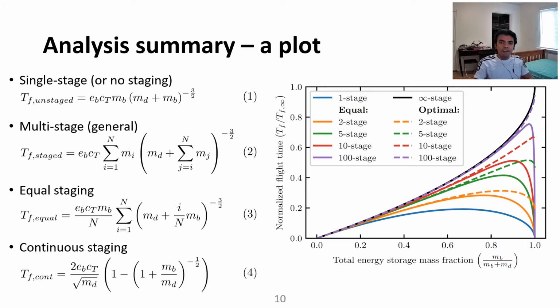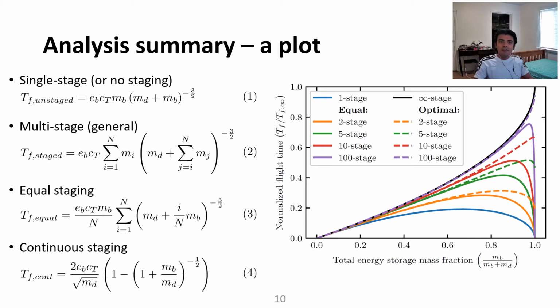We can summarize the analysis covered until now in a single plot as shown. On the y-axis, we have the flight time normalized with respect to that in the continuously staged case with infinite energy storage, namely TF infinity. On the x-axis, we have the ratio of the energy storage mass to the total vehicle mass. Note that this scale is highly nonlinear and encompasses all possible values of mb from 0 to infinity.